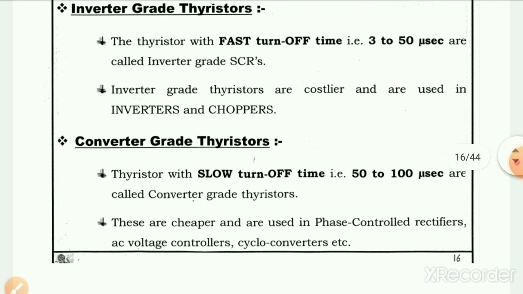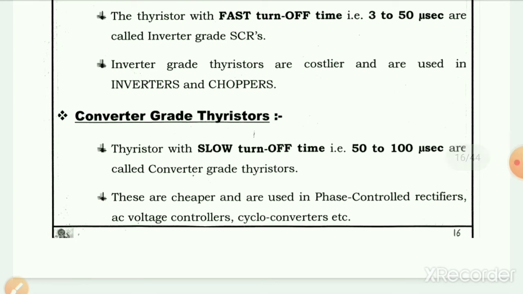Then converter grade thyristors. They have a slow turn off, so they are just opposite to the inverter grade thyristors, which have a turn off time of 3 to 50 microseconds. The converter grade thyristors have a very slow turn off time of around 50 to 100 microseconds, and they are called converter grade thyristors.